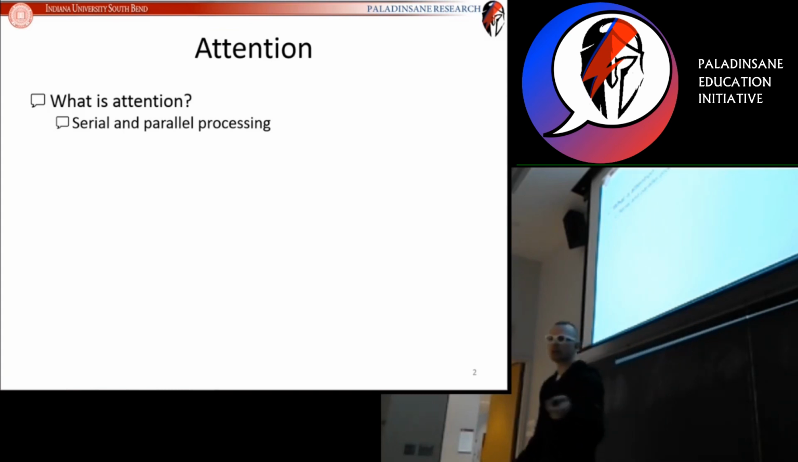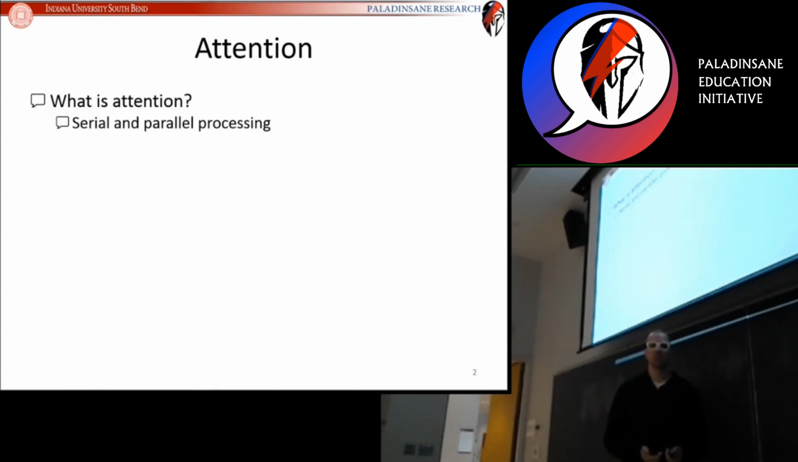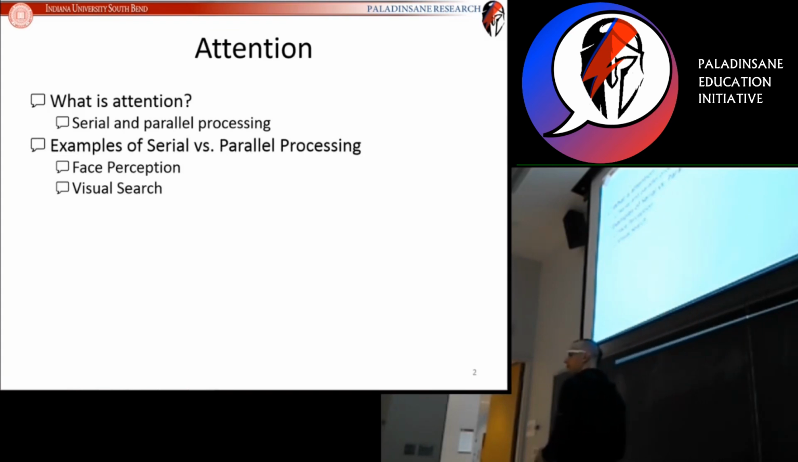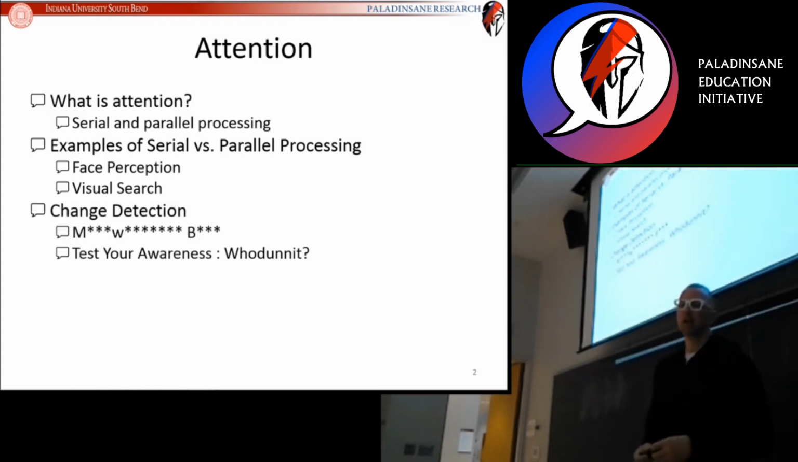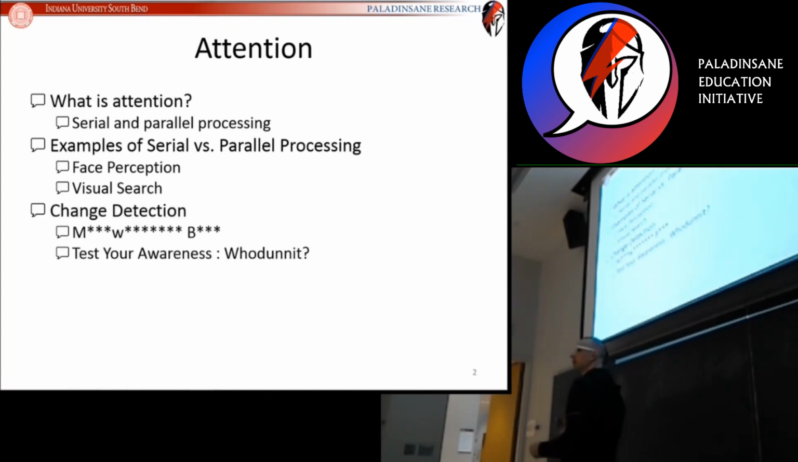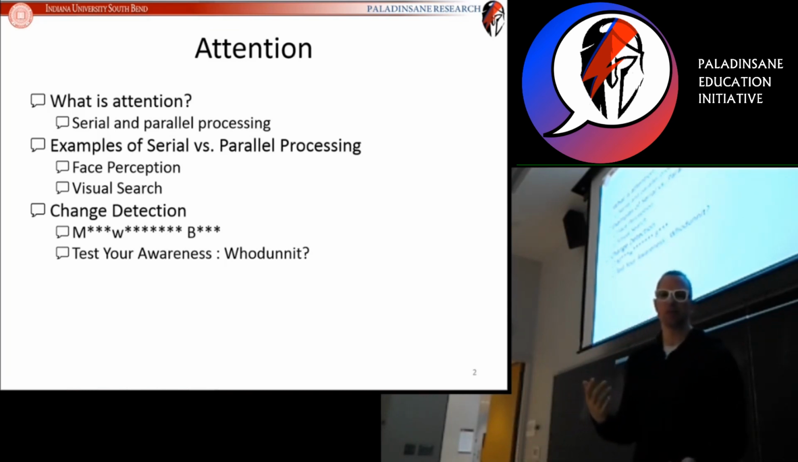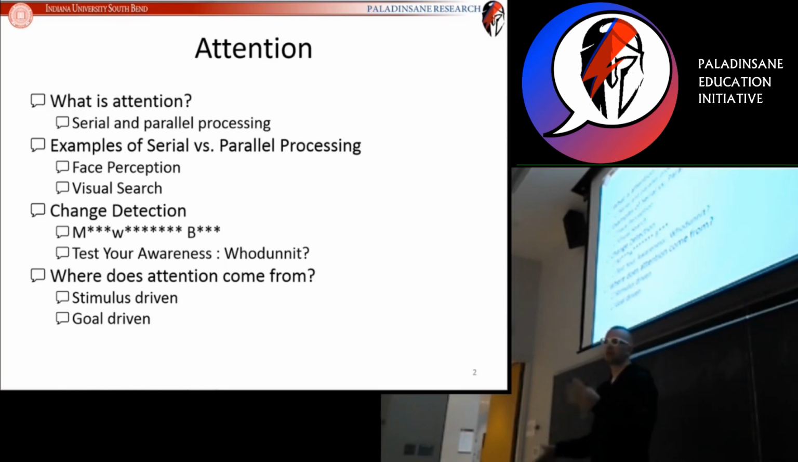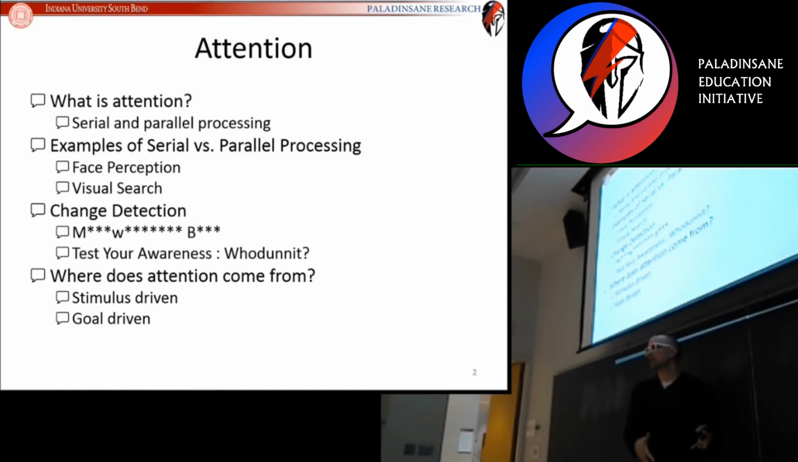terms. So we're going to take a look at attention, the idea of serial versus parallel processing. We're going to take a look at examples of serial and parallel processing live in class with face perception and a visual search. We're going to see the limits of your attention when we take a look at two change detection examples. And then we're going to wrap it up with a discussion about where this attention actually comes from. And we're going to see that there's two major types of attention. One is stimulus-driven, and the other one is goal-driven.